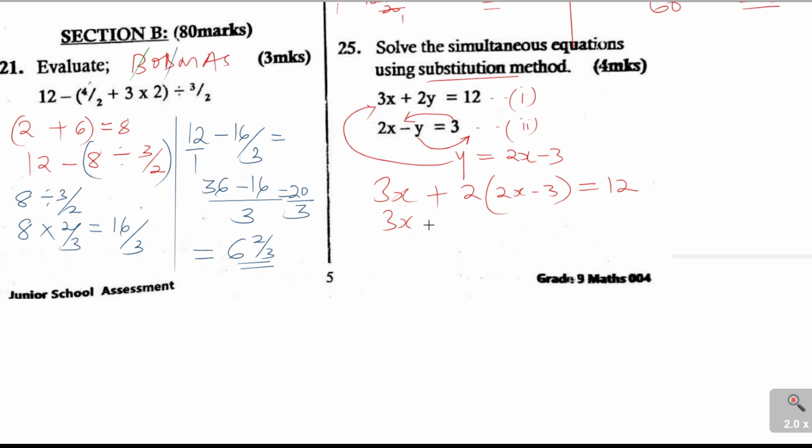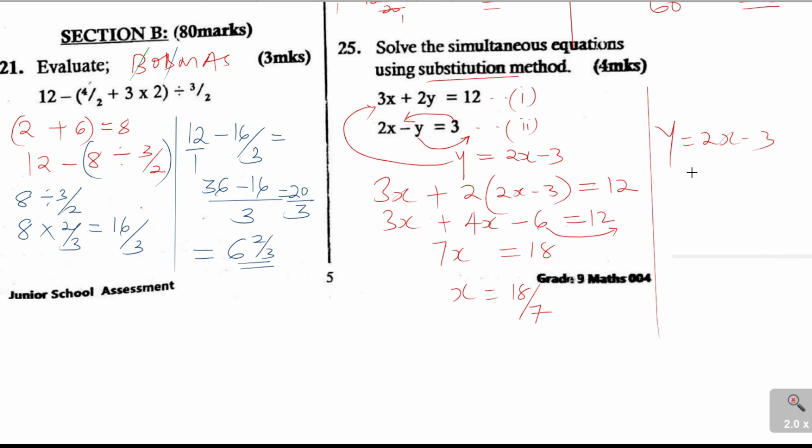So this will give 3x plus 2 by 2x, you get 4x. Then 3 times -3, you get -6, is equal to 12. 3x plus 4x, you get 7x. 7x is equal to, you take this one to the other side, 12 plus 6, you get 18. Therefore x will be 18 divided by 7. Now after getting x, remember y. Y is given as 2x subtract 3. X is already 18 divided by 7.